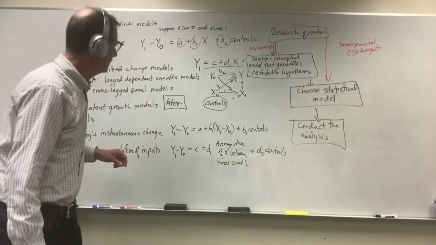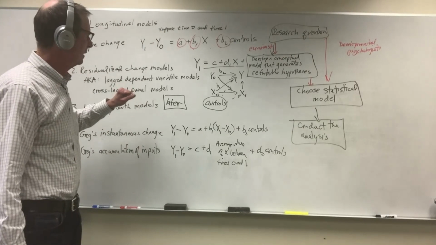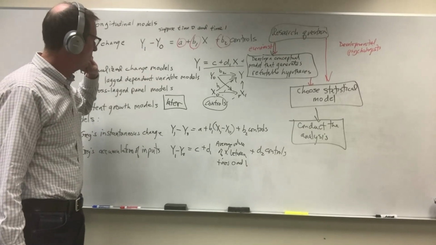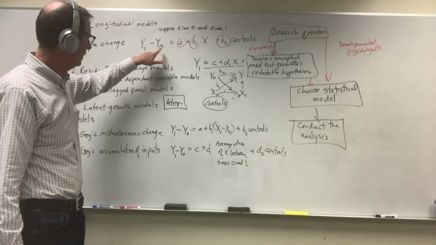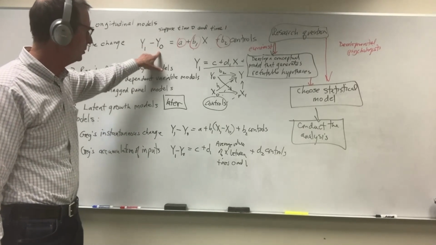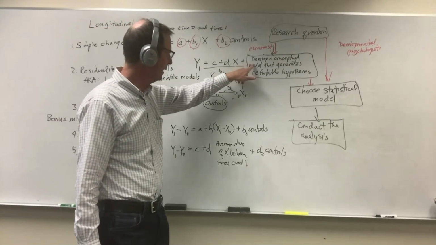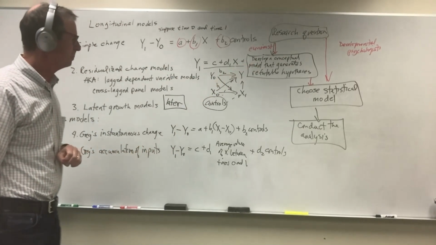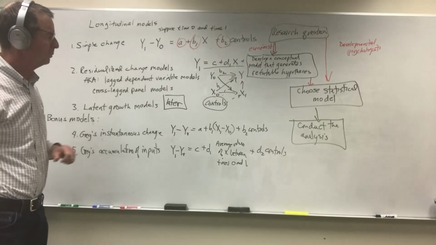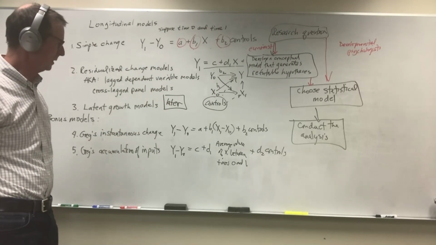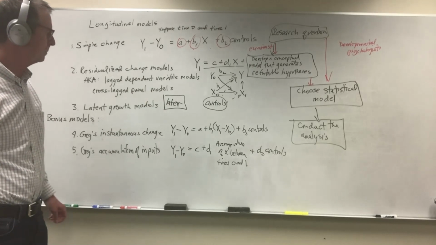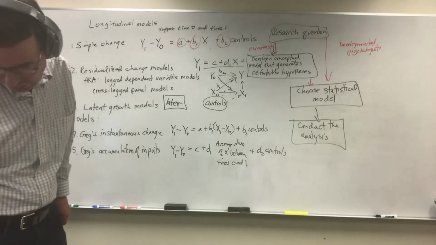So, I mean, the issues are, if you've got longitudinal data, should you be sticking the initial value of your dependent variable over here on the left-hand side as a simple change? Should you be sticking it on the right-hand side? I erased it, but that was the residualized change model, the lag-dependent variable model, with a coefficient that was estimated as part of the estimation process.